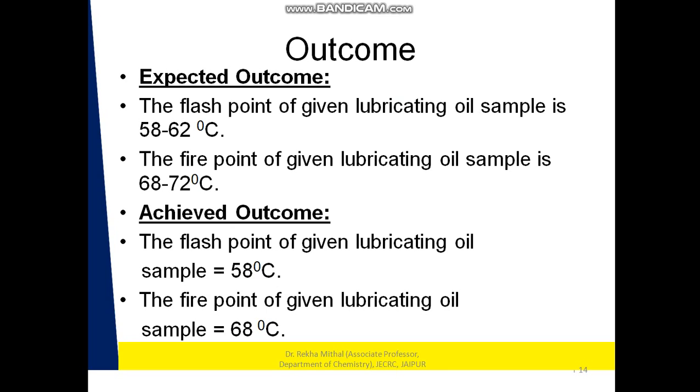Now the expected outcome: the flash point of the given lubricating oil sample is 58 to 62 degrees centigrade. It's a range in which the flash point comes. The fire point of the given lubricating oil is 68 to 72 degrees centigrade. And what we observe, the achieved outcome, is that the flash point of the given lubricating oil is 58 degrees centigrade, and the fire point of the given lubricating oil sample is 68 degrees centigrade. So this is our achieved outcome.